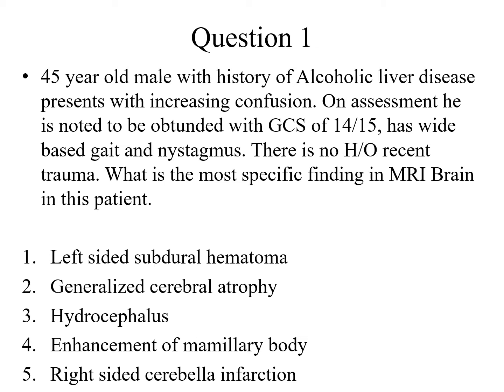Now question number 1: we have a 45-year-old male with a history of alcoholic liver disease who presents with increasing confusion. On assessment, he is noted to be obtunded with a Glasgow Coma Scale of 14 out of 15 and has a wide-based gait and a nystagmus. There is no history of recent trauma. What is the most specific finding in the MRI brain in this patient?